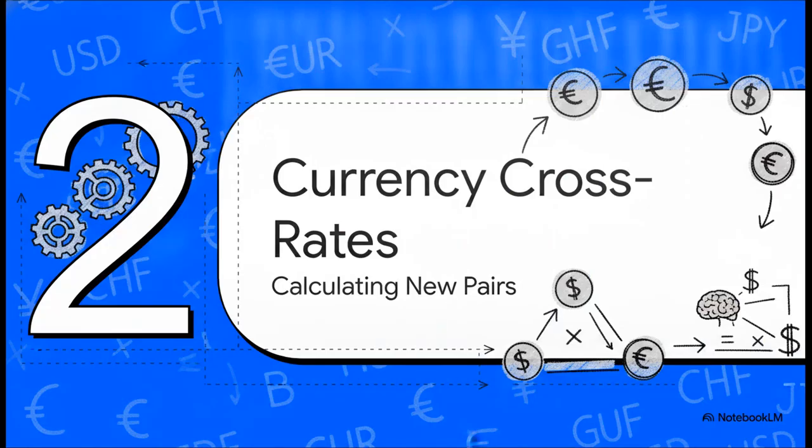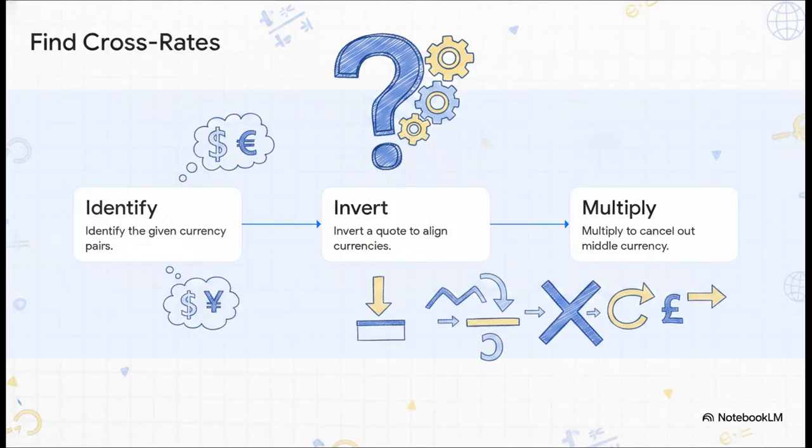Let's move to Section 2 and see how this builds, calculating currency cross rates. So, what happens when you need an exchange rate between two currencies that aren't actually directly traded with each other on the primary market? You build a cross rate. Calculating a cross rate is honestly just like solving a logic puzzle. Step 1, you identify the exchange rates you already have in front of you. Step 2, you might need to invert one of those quotes to get the currencies aligned correctly. Taking the inverse simply means calculating 1 divided by the spot rate. And then step 3, you multiply the quotes together so that the common middle currency just cancels itself out, leaving you with the exact rate you're looking for.